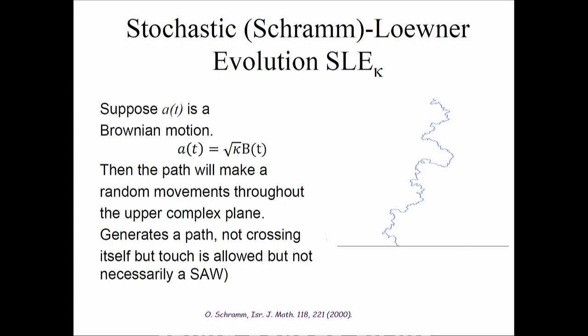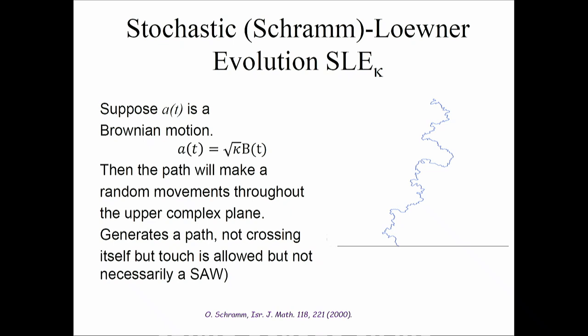These paths are random paths which don't cross themselves, but it's not a self-avoiding path. Self-avoiding random walk is in this class of paths, but not all of them are that kind. It's a concept which, at least for me, took a while to digest. It is a path, it is random, it doesn't cross itself, but it's not a self-avoiding random walk. It can be for a special value of kappa, but in general it is not. It is statistically different, you mean? It is statistically different. The only similarity is that it doesn't cross itself.